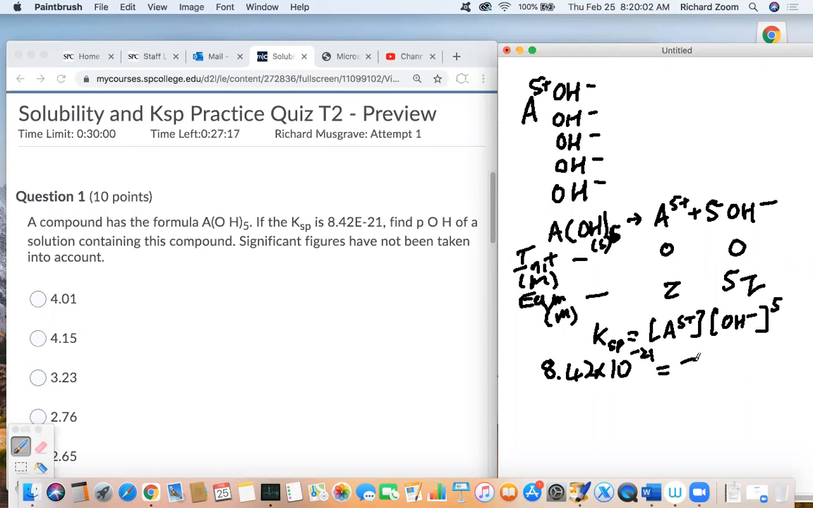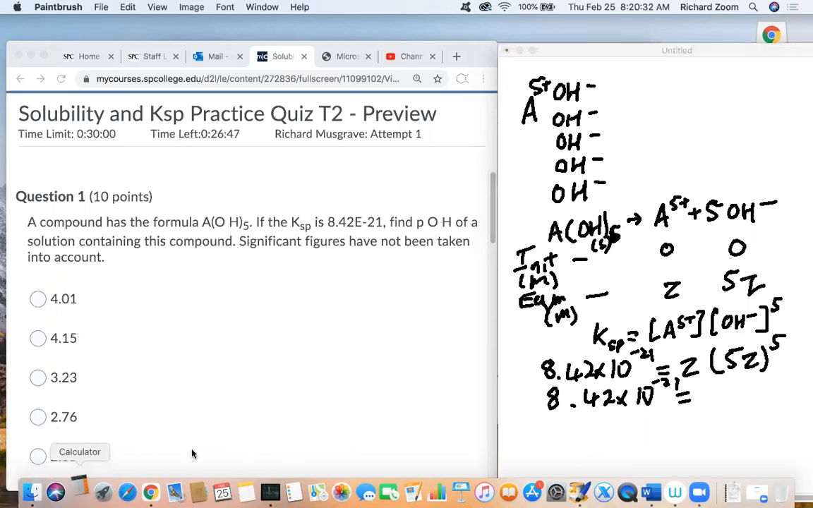Is equal to Z times 5Z to the power of 5. Now I need to solve for Z. Let's run this out a little bit here. 8.42 times 10 to the negative 21 is going to be... well, let's have a look. 5 to the power of 5. Where's my calculator? Here we go.